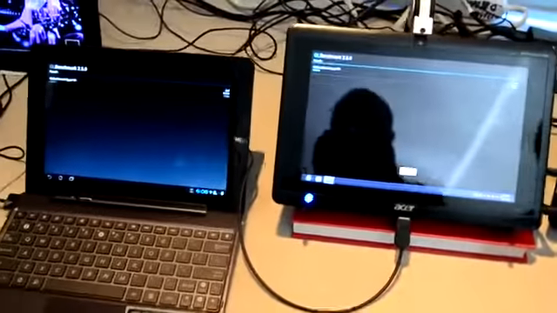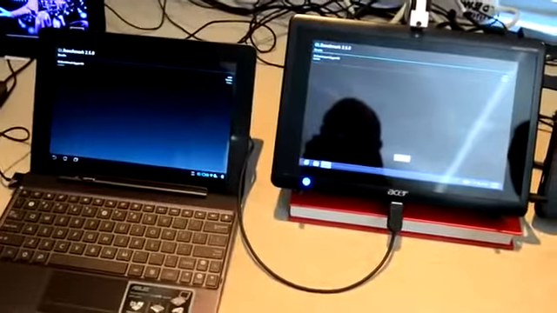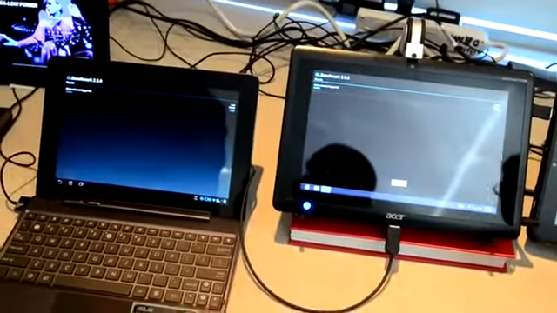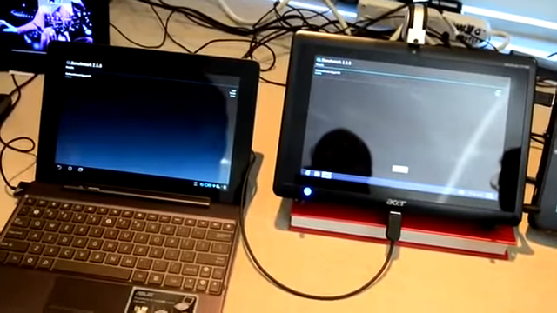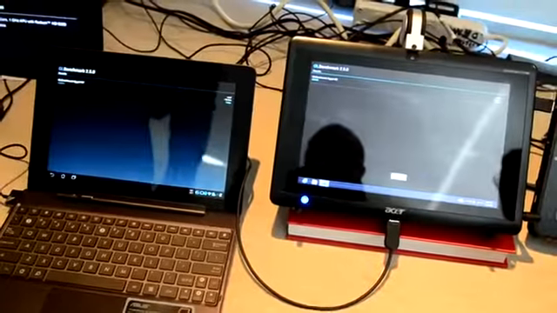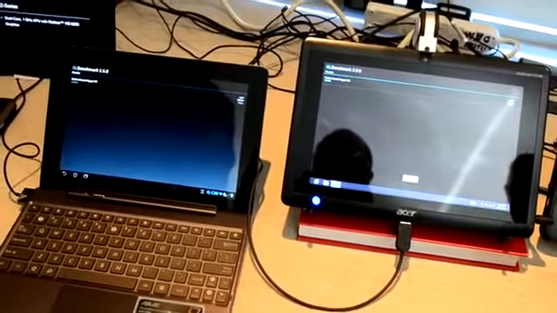Yep. But in this configuration, there's a difference in TDP, obviously. I'm trying to think if there is. I'm actually not sure. Okay. Not sure.